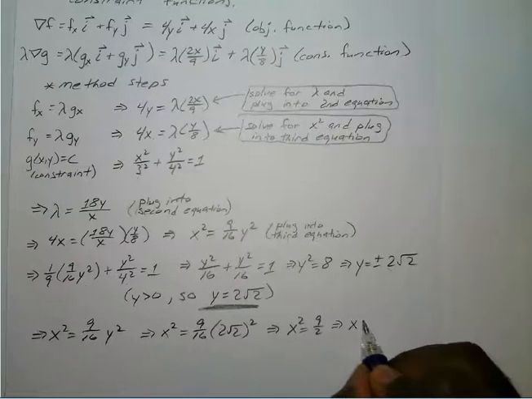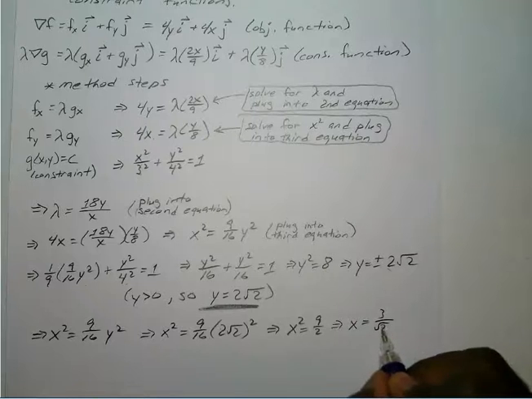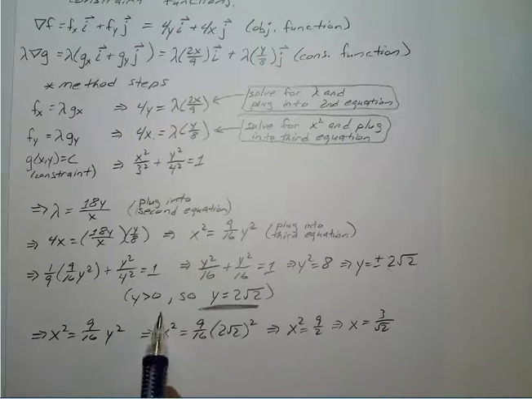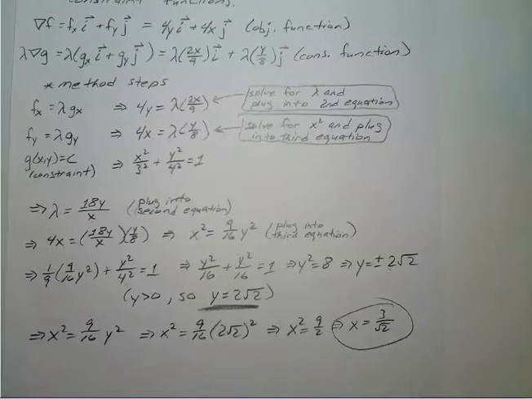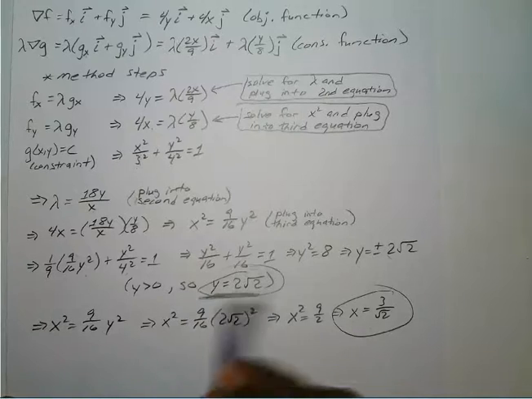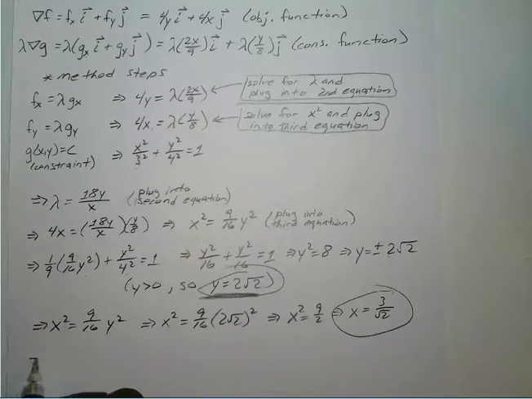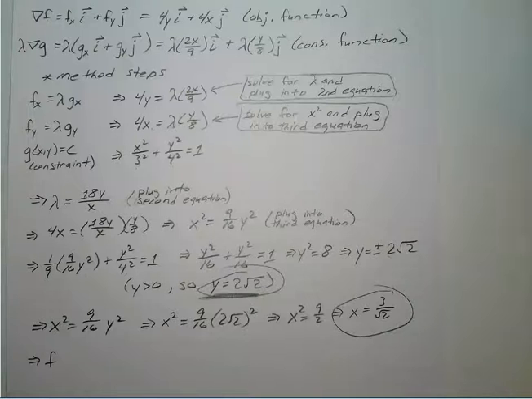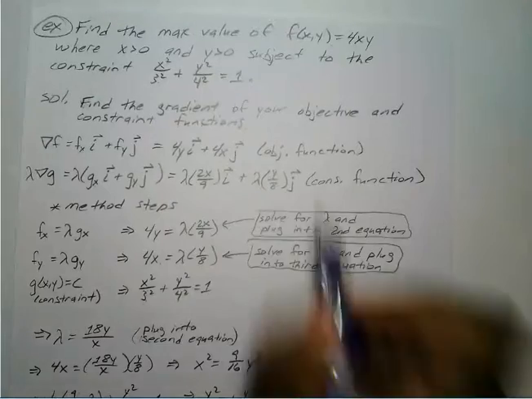Or x equals 3 over square root of 2, positive or negative, but x is greater than 0 also, so we're just going to use the positive. All right, so we have our x and we have our y. We're just going to plug those in. So f of 3 over square root of 2 and 2 square root of 2, we're going to plug those into our original function, our objective function.